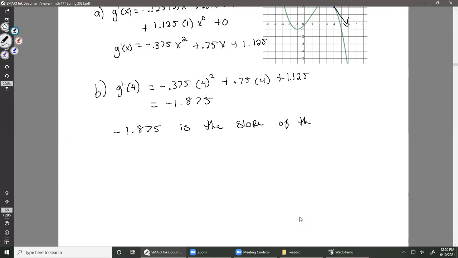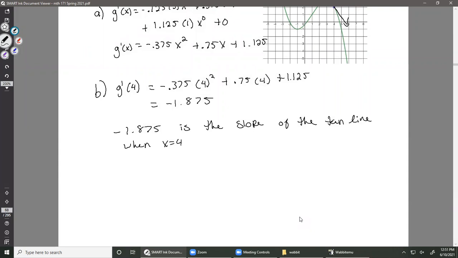Okay, so negative 1.875 is the slope of the tangent line. And in this case, it's a particular slope of the tangent line. It is when x is equal to 4. So that is the slope of the tangent line.